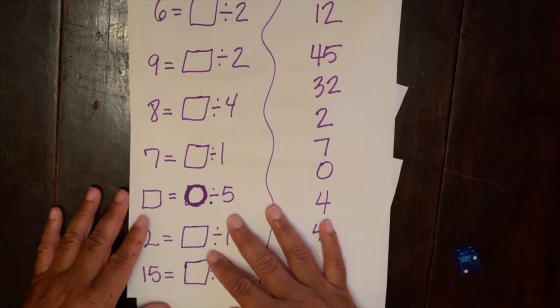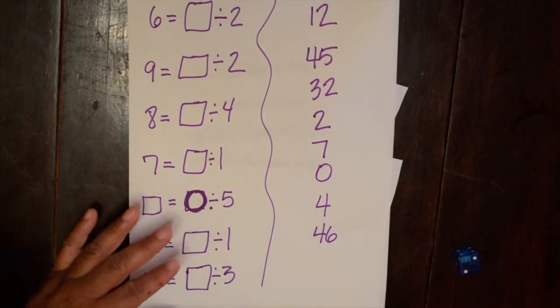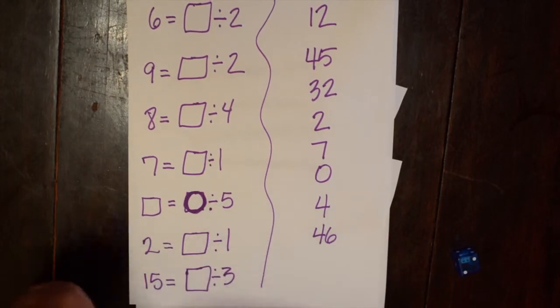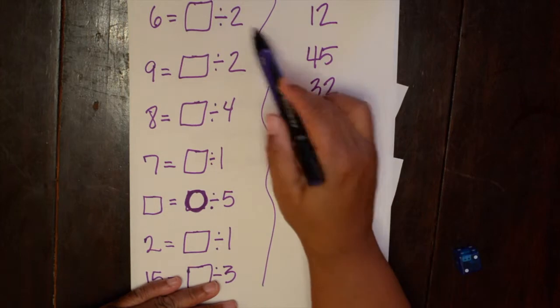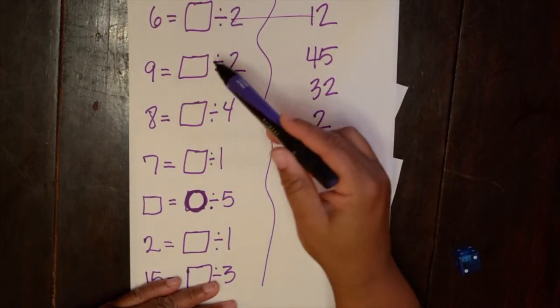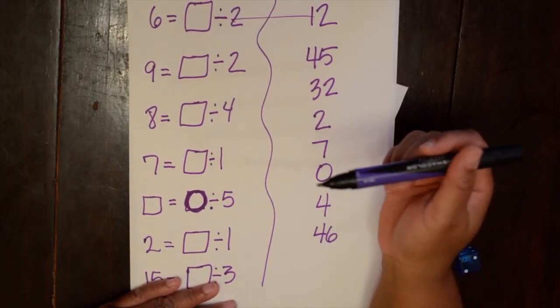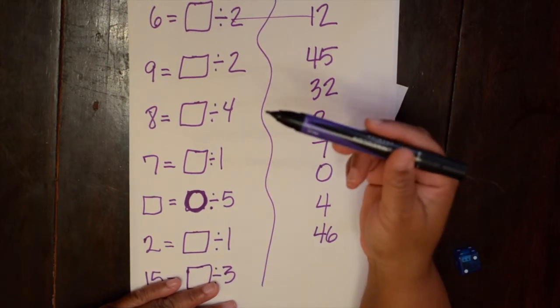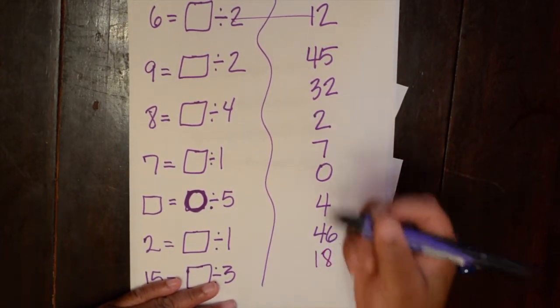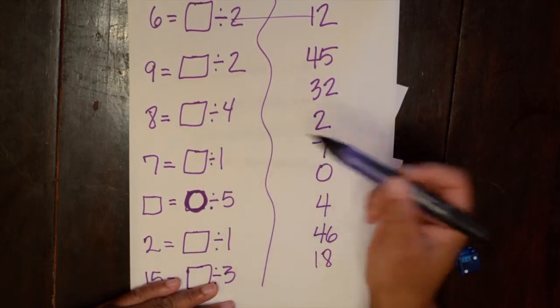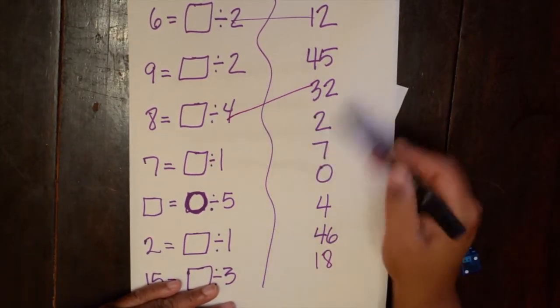Another game that you can play is this one, and I would put this in a sheet protector or something, and the kids just match. So 6 equals something divided by 2, that's 12. 9 equals something divided by 2, and that's 18, and 18 wasn't on here, so it should be. 8 equals something divided by 4, and that's 32, so it's just a matching game.